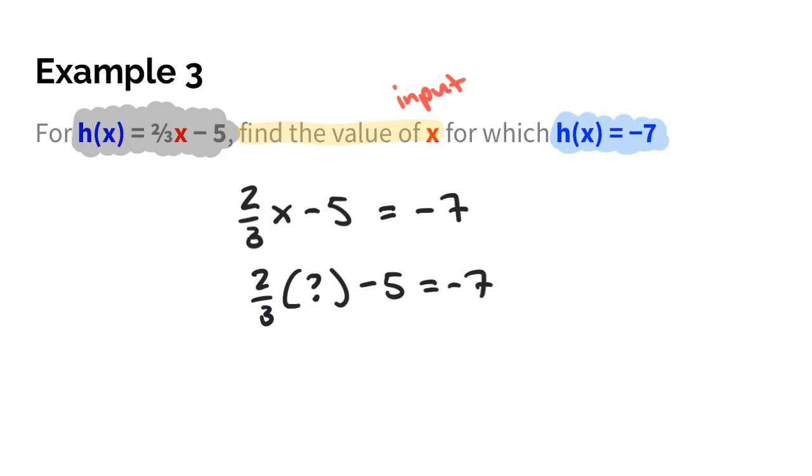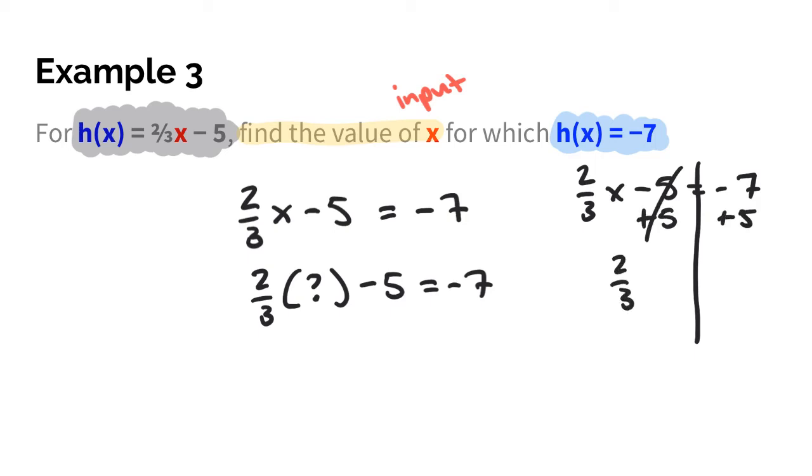Now, this is something that you could possibly think through, but I'm going to show you how we can use some tricks and tools that we learned before on solving equations to get this answer. If I treat this as an equation, I can do my inverse operations by first adding 5 to both sides. So I would be left with 2/3 x equals -2.